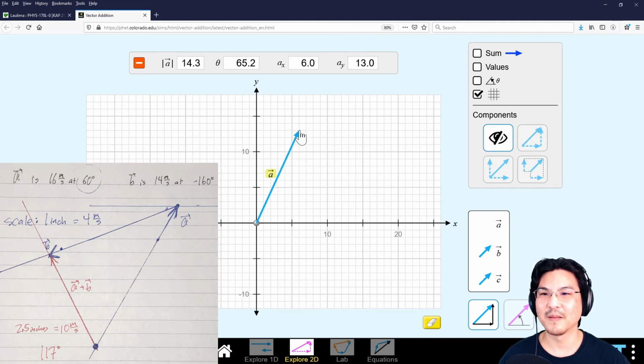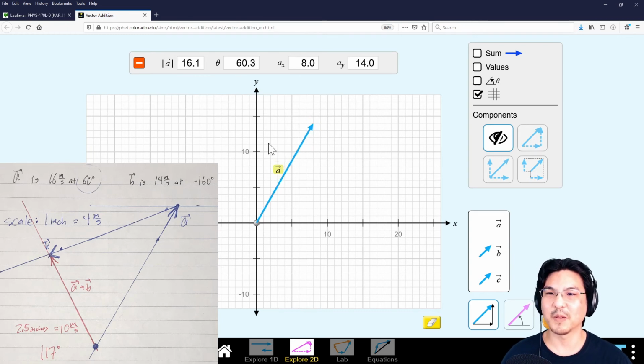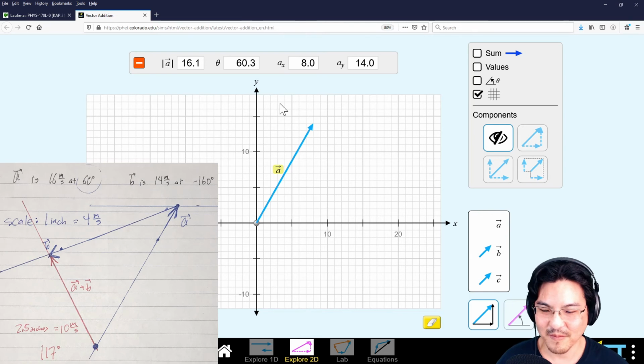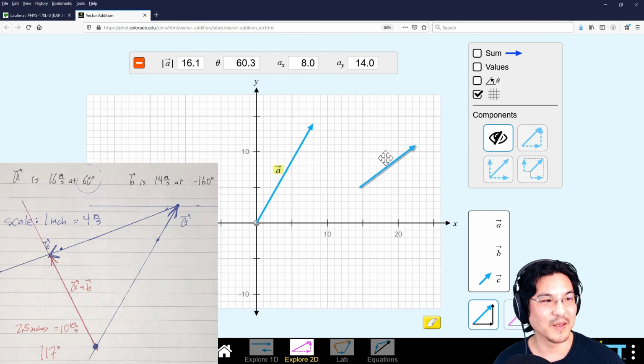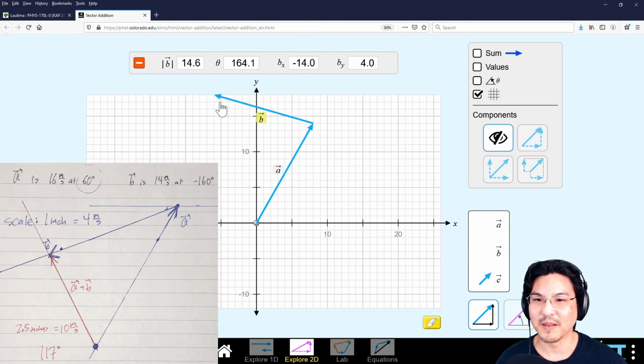So 16, oh, that's not good. Okay. Yeah, that's close enough, right? 16.1, 60.3 degrees. Good enough. Okay, next vector, 14 at minus 160. So I'm going to grab vector B and then put it, when you add vectors, head to tail like this, right? Okay, and then we want 14 at minus 160.